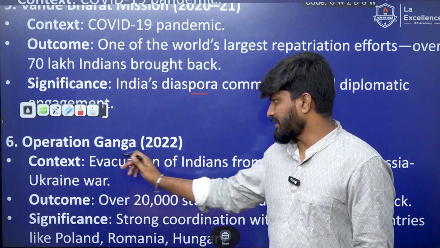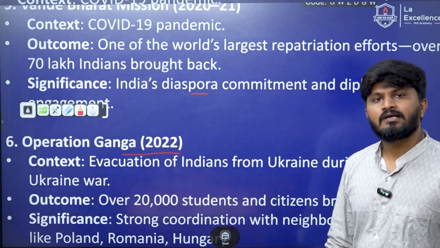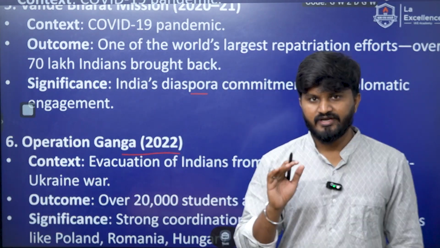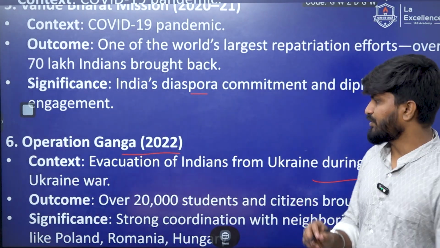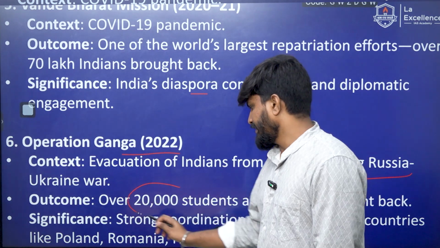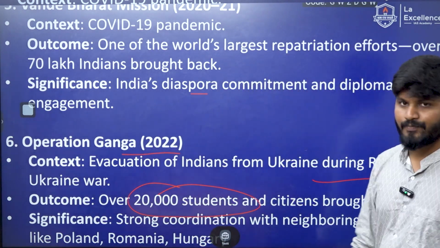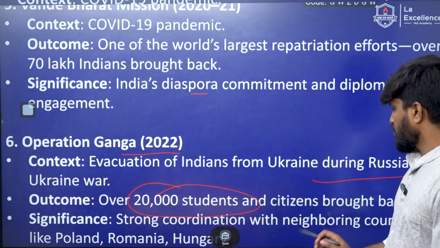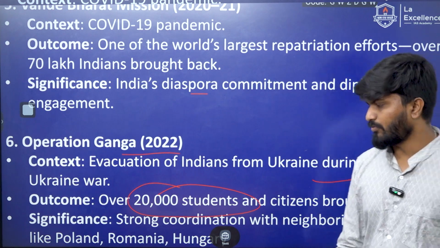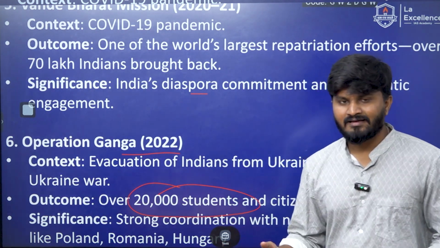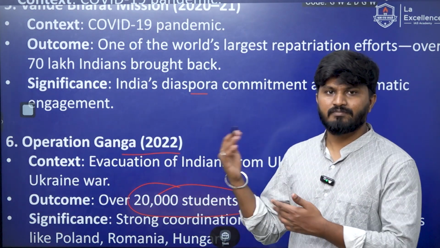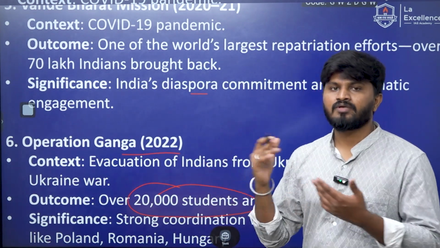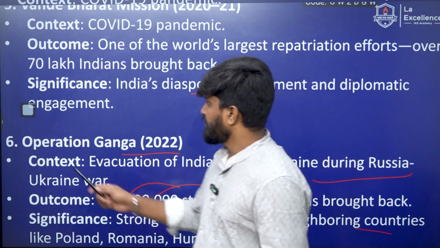Then there is Operation Ganga. It was in context of evacuation of Indian nationals during the Russia-Ukraine war. Over 20,000 students and citizens were brought back. It showcased strong coordination with the neighboring countries like Poland, Romania, and Hungary. Similar to what happened in Iran, where people were transported from Iran to Armenia, similarly people of India were transported from Ukraine to neighboring countries. From there they were airlifted back to India.